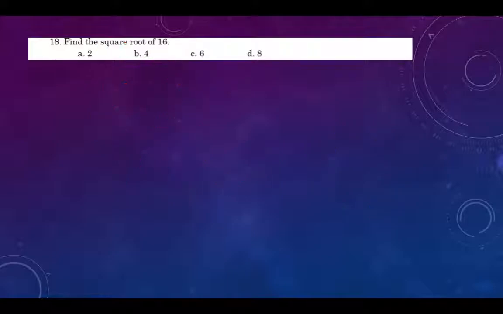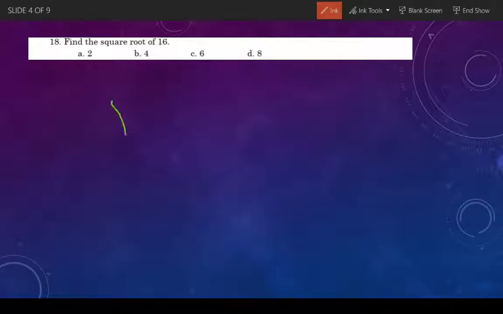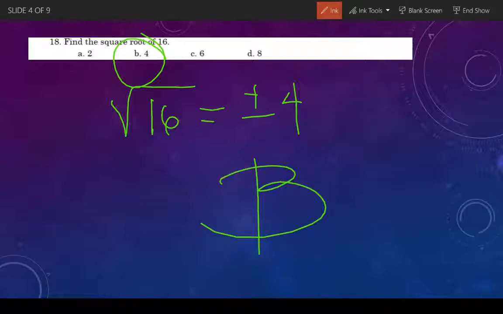Next, number 18. Find the square root of 16. So we're going to find the square root of 16. So the square root of 16 is basically positive and negative 4. So pag titignan natin, wala yung positive and negative 4 sa sagot. So pwede nating isipin na ang hinahanap ng number 18 is the principal square root. When we say principal square root, it is the positive root nung number. So, ang magiging sagot natin dito will be letter B. Positive 4. The principal square root of 16 is positive 4.